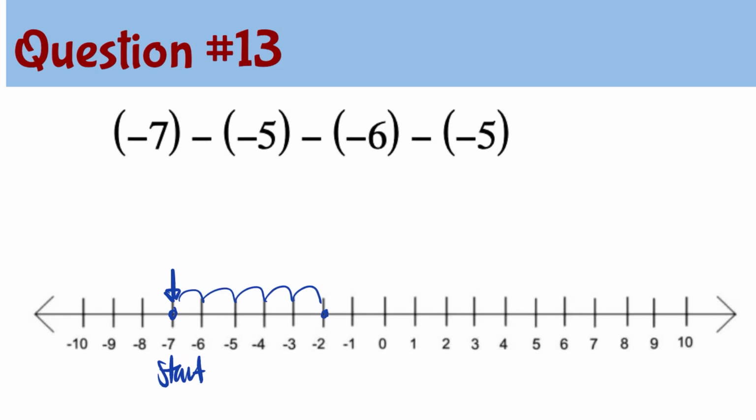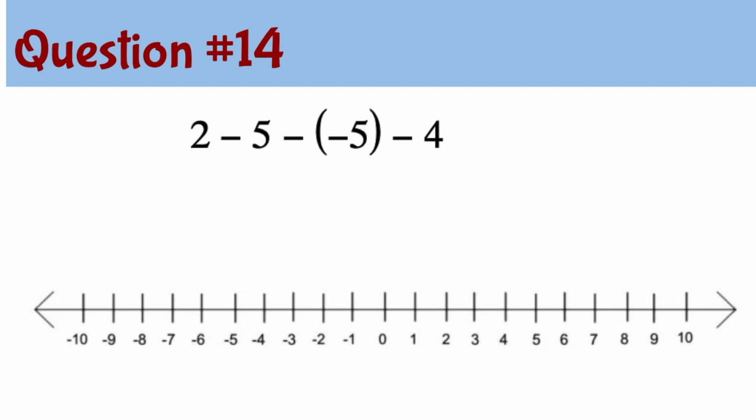From negative 2, we're subtracting negative 6. Are we moving to the left or right? We are moving to the right side, 6 units. So 1, 2, 3, 4, 5, 6, which is now at 4. From 4, we're subtracting negative 5. So this means moving 5 units to the right. So 1, 2, 3, 4, 5. So the final answer for this question is 9.